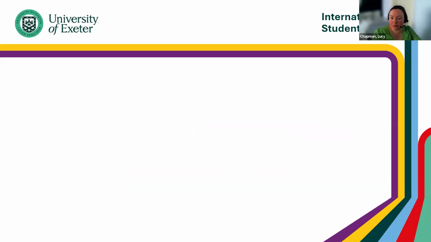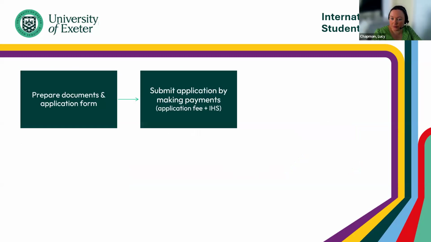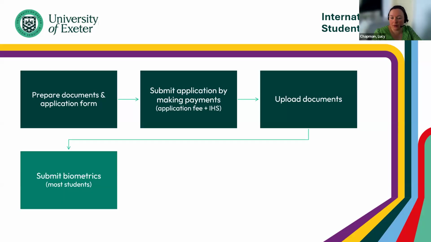Here's how to apply. The first step is to prepare your documents and the visa application form. Then, once you are ready, submit your application by making the necessary payments. You'll be instructed to upload scans of your supporting documents. Most students will need to go to a visa application centre to submit their biometrics. That's fingerprints and a digital photograph. If you use an app at the beginning of your application, you won't need to attend a biometric appointment. At the moment, though, this only applies to EU, EEA, and Swiss students.